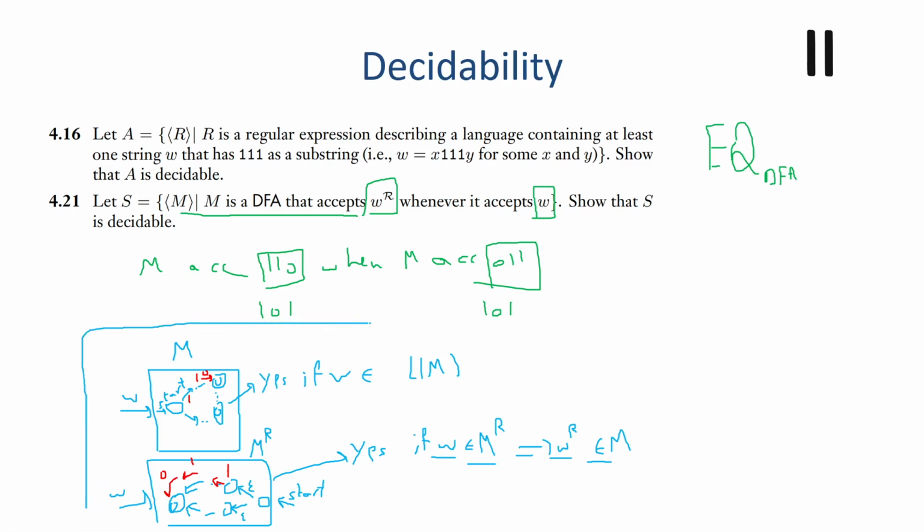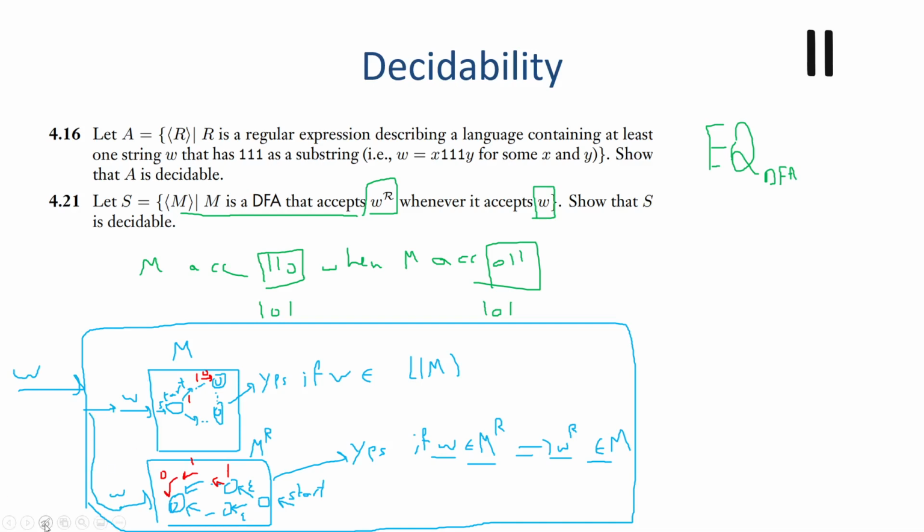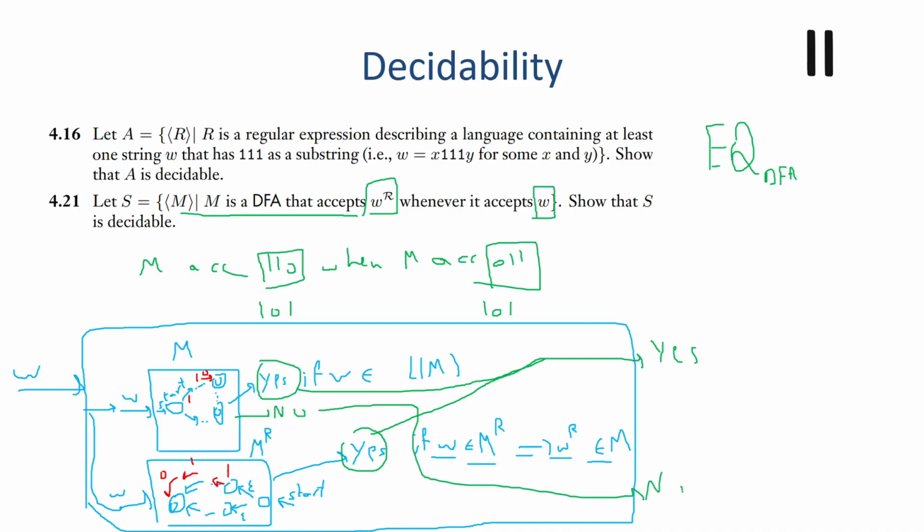So all of this, put it in here. Now we're getting W and splitting it into two. Feed W into the first machine, then feed W into the other one. And when do you accept? You're only going to accept if both of them say yes. If this says yes, and then you check if this also says yes, then you will say yes too. If at least one of them says no, you'll say no as well. So you'll only accept if both accept, because M only accepts W if it also accepts the reverse of W.